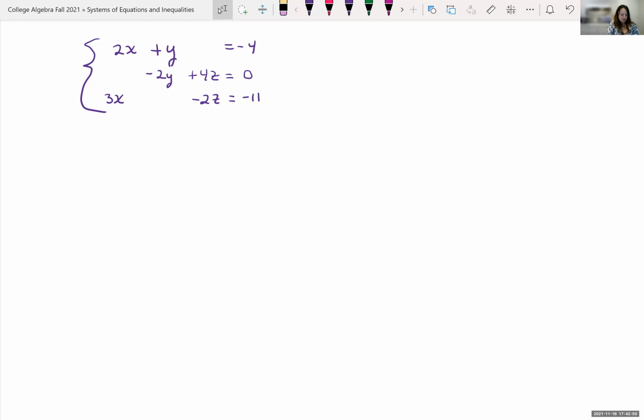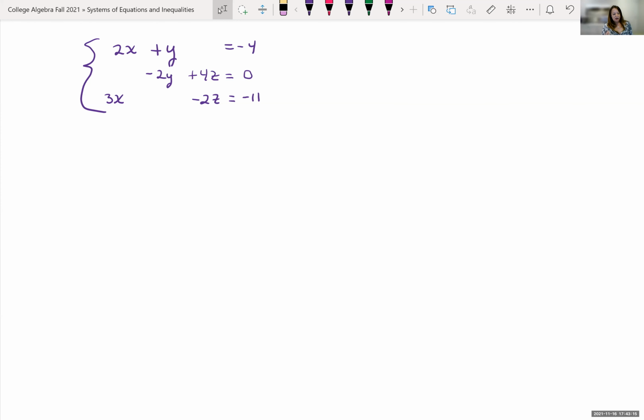Okay, so we have an example in front of us. I just mentioned that these are tedious, so it's really important to make sure you wrote down the equation right. We have 2x plus y equals -4. Second equation, we have -2y plus 4z = 0. And third equation, we have 3x minus 2z equals -11. Okay, so I copied that down right.